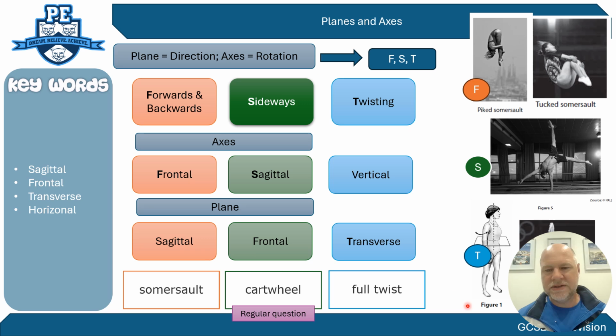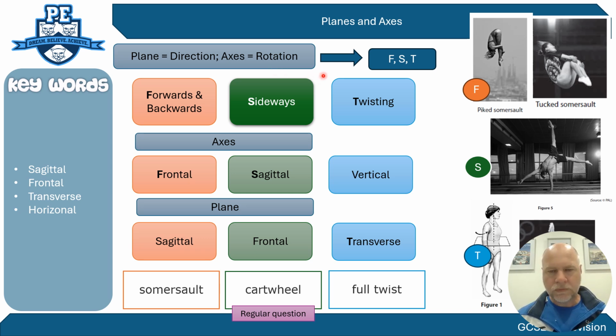So starting with planes and axes, and we've got a lot of information on the screen. So let me explain it to you, and hopefully it will make life easier. So a plane is the direction of movement, whereas an axis is where the rotation is going, in which direction the rotation is happening, or which point the rotation is taking place in. So a plane is which way they're going. And then axis is if they're rotating, are they rotating forwards and backwards, or are they spinning side to side, for example?